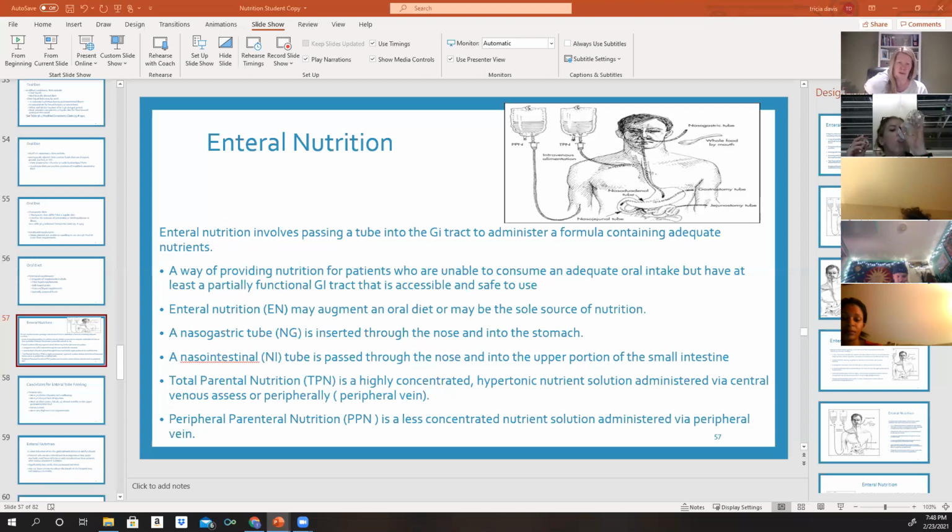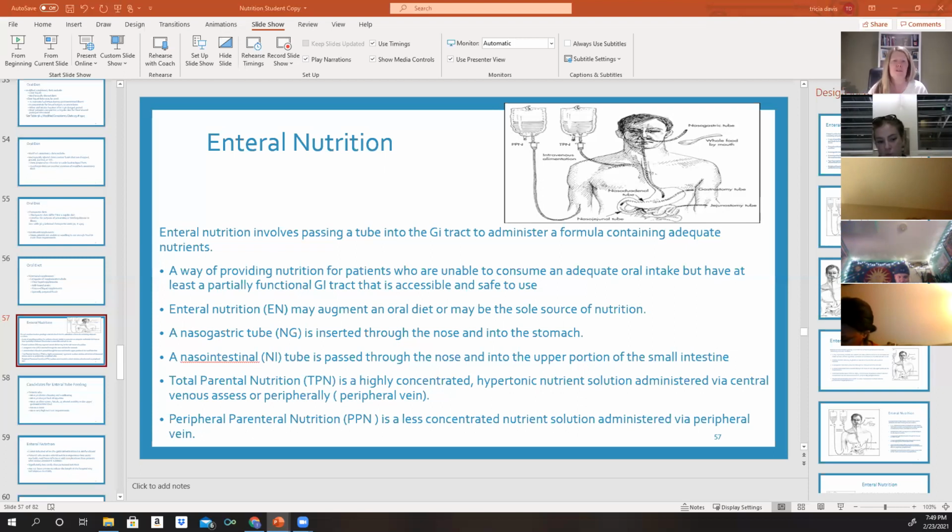Then we have total parenteral nutrition. We call this TPN. So that's another one of those nursing words. You would never say total parenteral nutrition in the nursing world. You would just say TPN and anybody would know what you're talking about. TPN is a very highly concentrated hypertonic nutrient solution that we can administer only through central venous access or peripherally. So you would have a central line in your chest. You could also do it by port, and you could also do it peripherally through your vein.